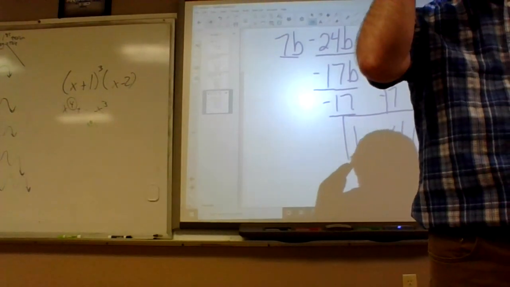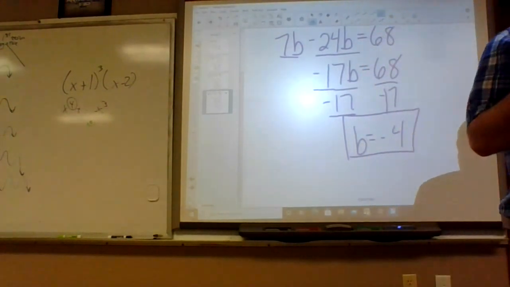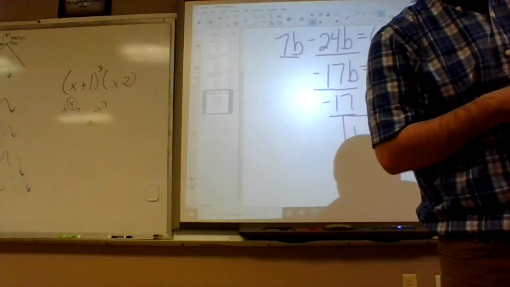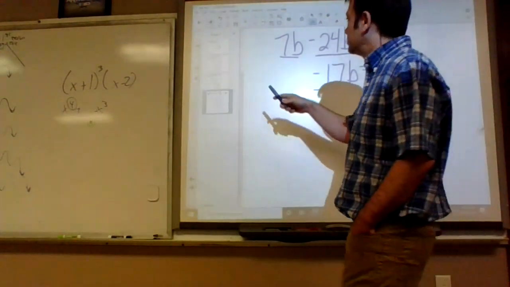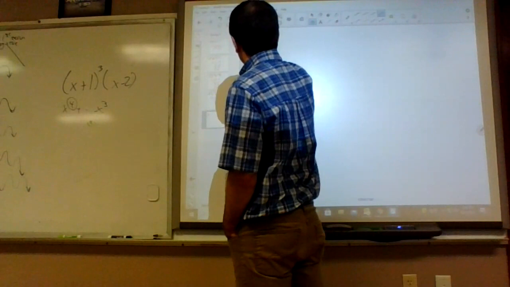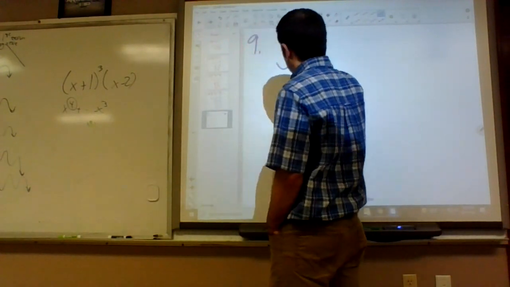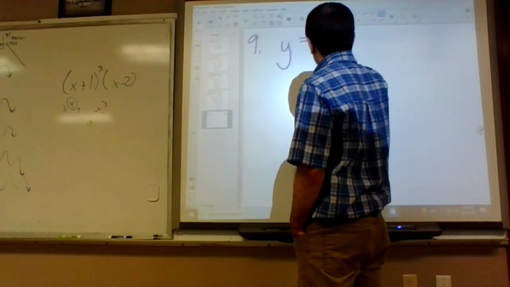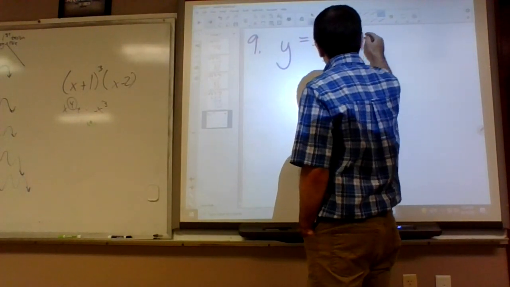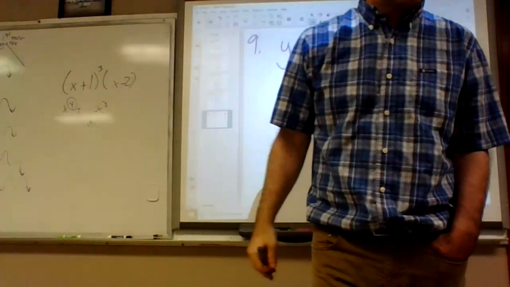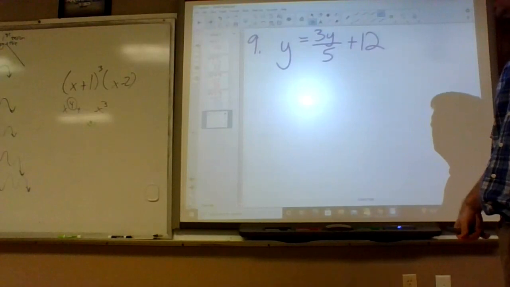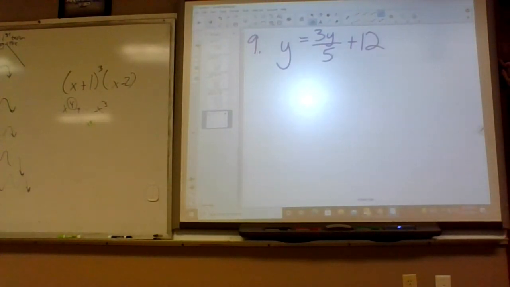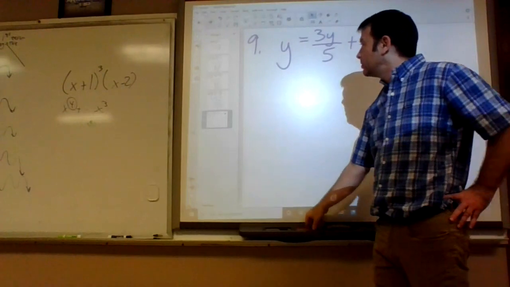Do these problems seem doable? Okay, number 9, y equals 3y over 5 plus 12. What do I need to multiply by? 5.